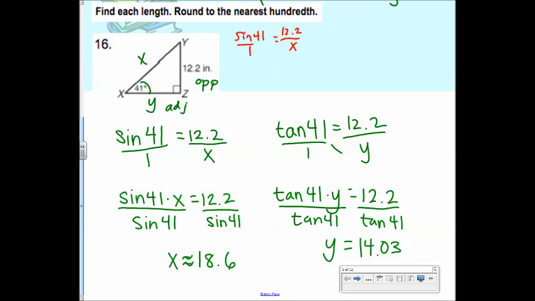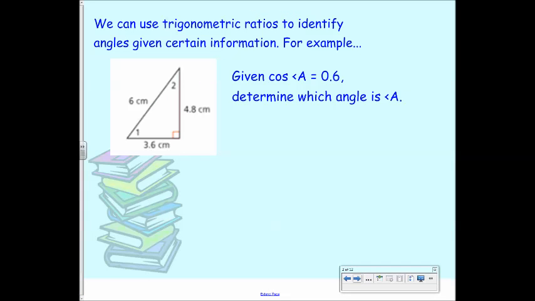Okay, so how can we use that to determine angles? Because so far all we've done is determining sides. So take a look at this one. This says given cosine angle A is equal to 0.6, which angle, 1 or 2, would have to be A? So cosine of A is equal to 0.6. So I need to figure out which angle is A. How do you think we should start this?